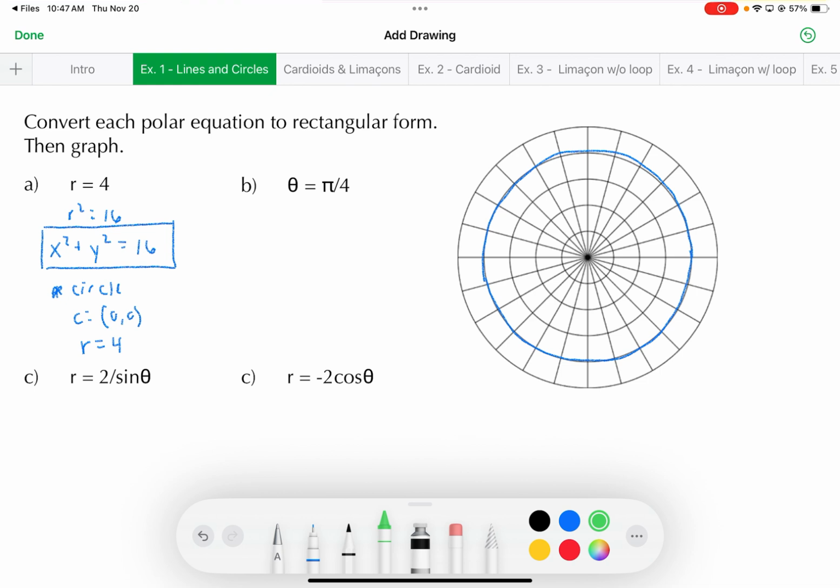Theta equals pi over 4. To convert this to rectangular form, I'm going to use tangent on both sides. Okay. What's the ratio for tangent? Y over x, yeah. Oh, there we go. We're in rectangular form on that side. And what's tangent of pi over 4? Just 1, right? Multiply both sides by x to clear the fraction. Y equals x.